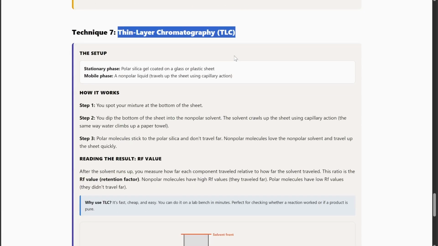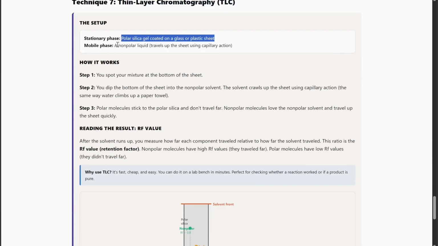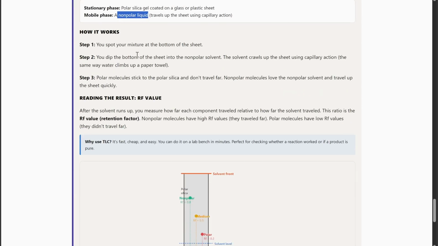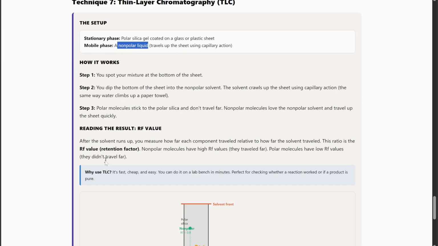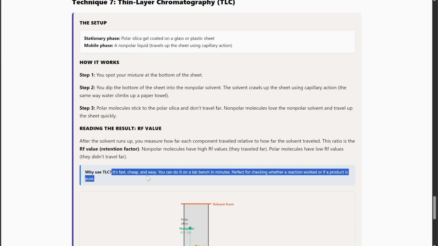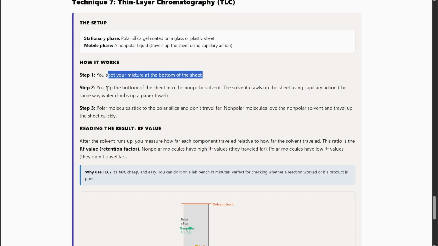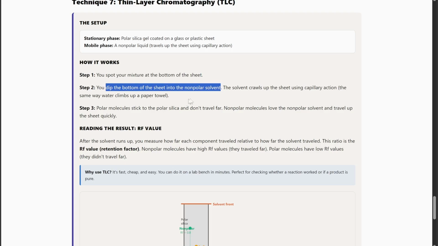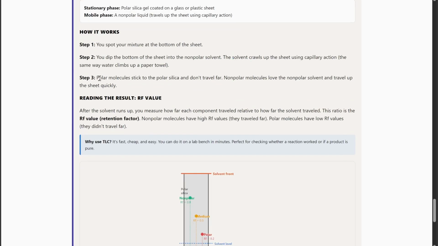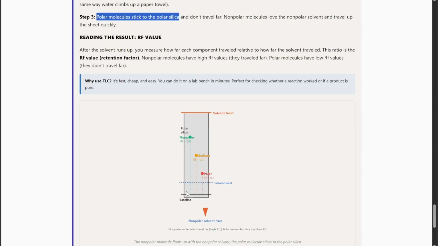And then thin layer chromatography, TLC: a polar silica gel coated on a glass or plastic sheet, and the mobile phase is a non-polar liquid. It's a very fast, cheap, and easy method. You first spot your mixture at the bottom of the sheet, and then you usually dip the bottom of the sheet in a non-polar solvent so that the solvent crawls up the sheet. Then your polar molecules will stick to the polar silica and won't travel far. They'll just stay at the bottom.